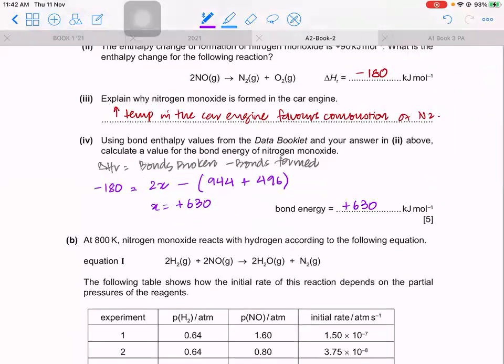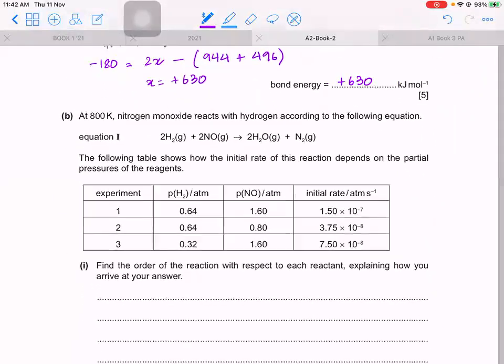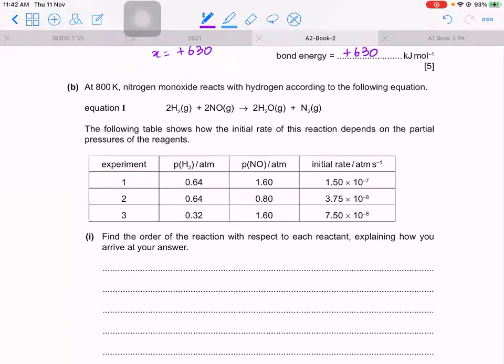Now they've given you this and they're saying find the order with respect to each reactant, explain how you got to your answer. Now instead of concentrations, they've given you partial pressures of gases. So you'll use the same method. Now for hydrogen, you will pick two experiments where hydrogen is changing and NO is fixed. So which experiment should I take? You will take 1 and 3. So you should choose experiment 1 and 3 because this is changing and this is fixed.